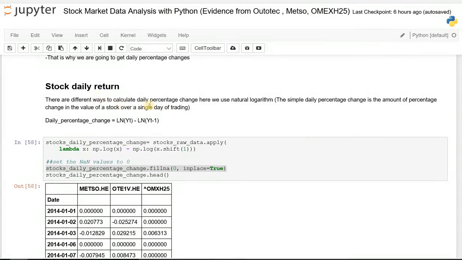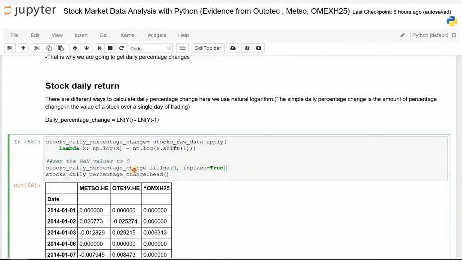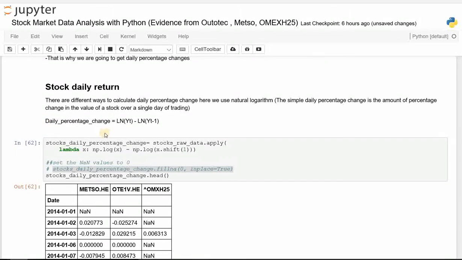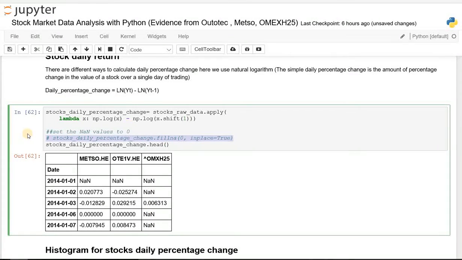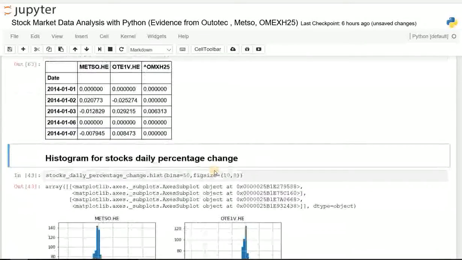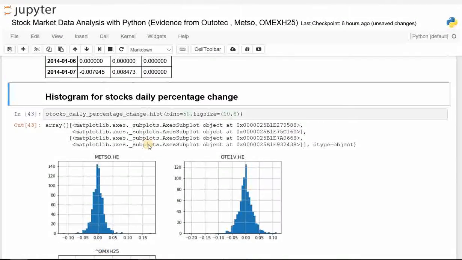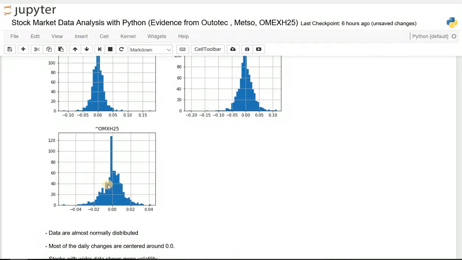To get the daily percentage changes, I use natural logarithm through this function, and I can get this kind of data. When I see this data, there are a lot of null values in here. Just to make the data nicer, I replace all these null values with 0. Now again, I'm going to plot a histogram, this time for this data. And now I see really good distribution. However, there is a little bit of skewness in here, but the data is quite reliable.